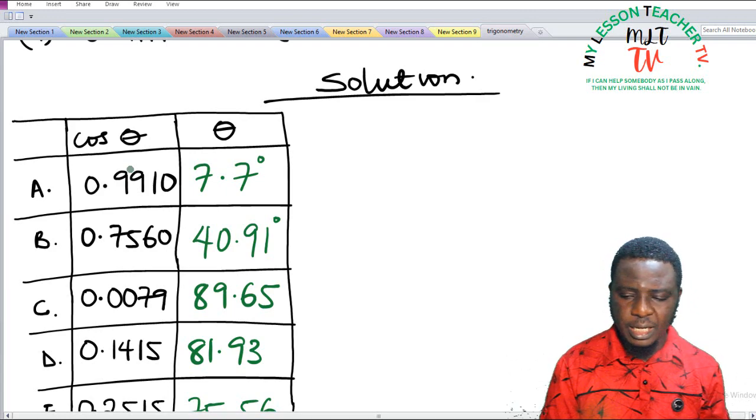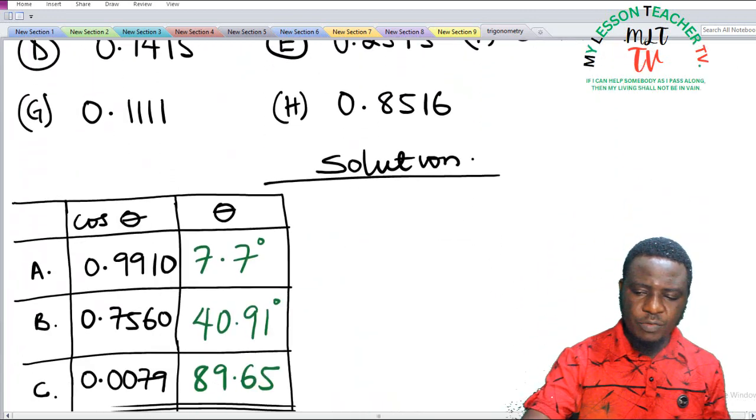We shall now take the tan ratio of these angles.